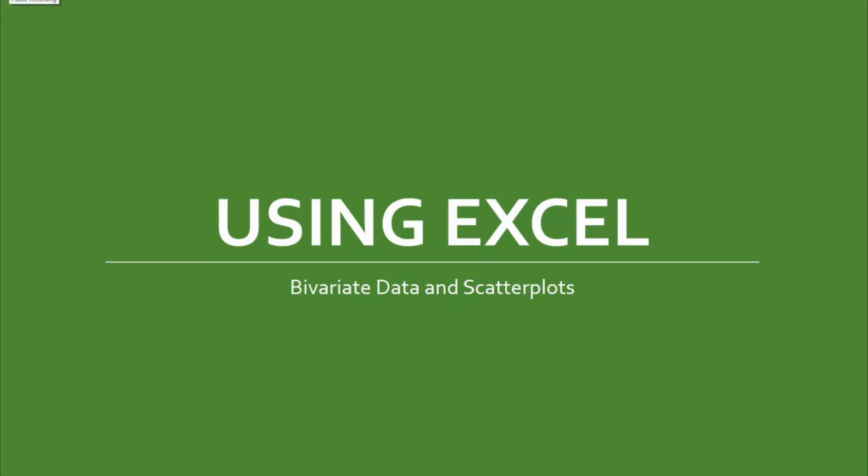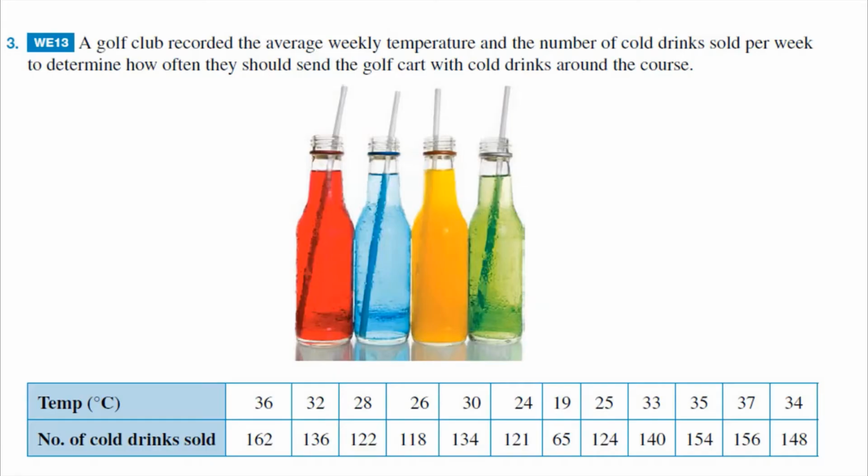In this video we're going to look at using Excel to plot some bivariate data into a scatter plot, and we're also going to look to see how we can do a plot of the residuals as well. So to do this we're going to use an example out of the textbook where it's looking at comparing the number of drinks sold with the temperature of the day.